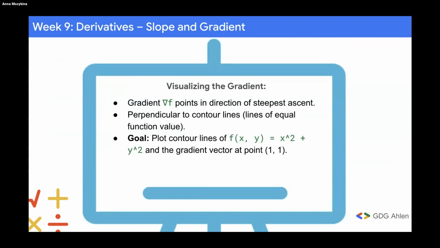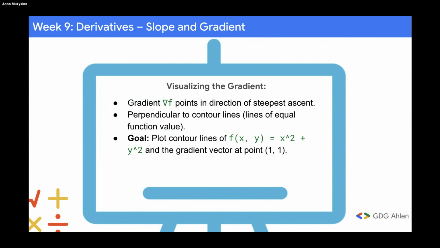The gradient vector, nabla f, has a nice geometric interpretation. It always points in the direction of the steepest ascent of the function at that point and is perpendicular to the contour line, the line of constant function value passing through that point. Let's visualize this for the simple function f of x, y equals x squared plus y squared.